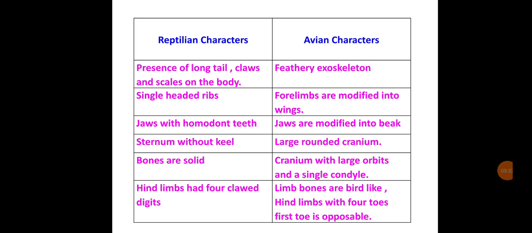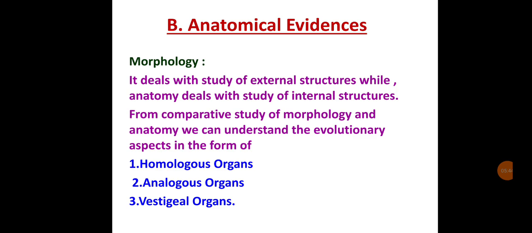Bones are solid, cranium with a large orbit and a single condyle. Hind limbs had four clawed digits. Limb bones are bird-like, hind limbs with four toes. The first toe is opposite.